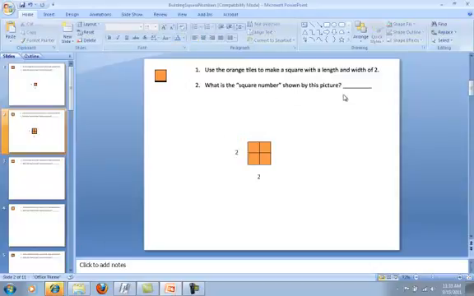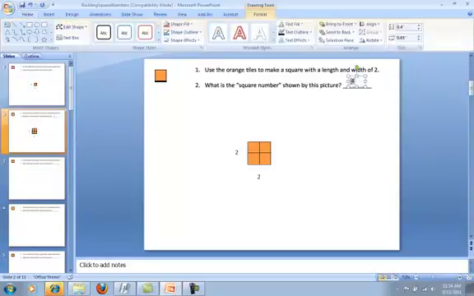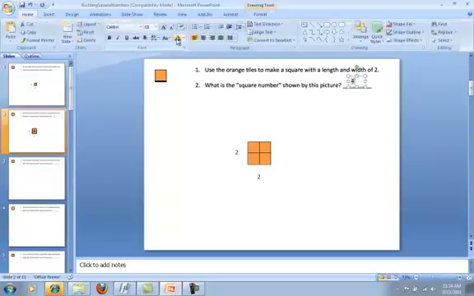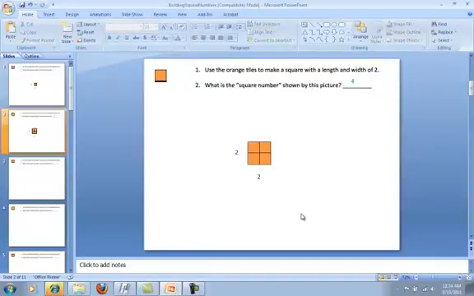So what's the square number shown by this picture? Remember, the square number is the number of tiles it takes to build that square. So to build this square, I have 1, 2, 3, 4 tiles. So the square number shown by this picture is 4. I'm going to change my font there to blue so it stands out a little better.